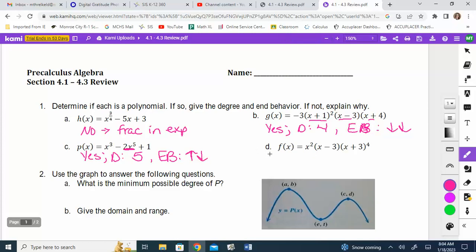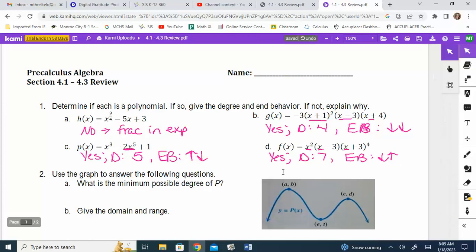All right, D. Would this one be a polynomial? Yes. All right, if we multiply it out, we have 2 x's here, 1 here, and 4 here. 7. What would the end behavior be? Down. Any questions there?